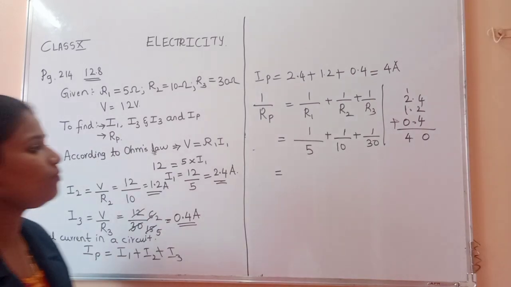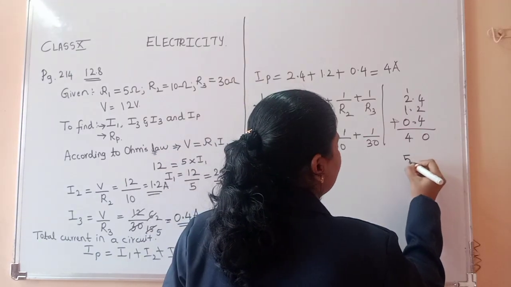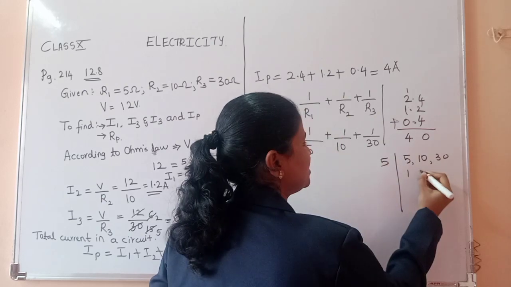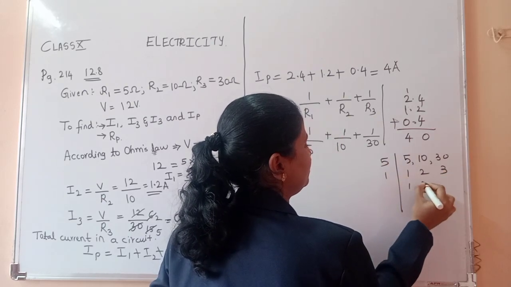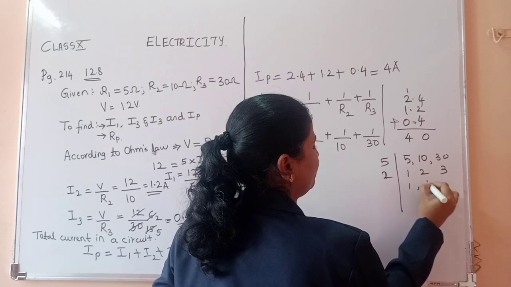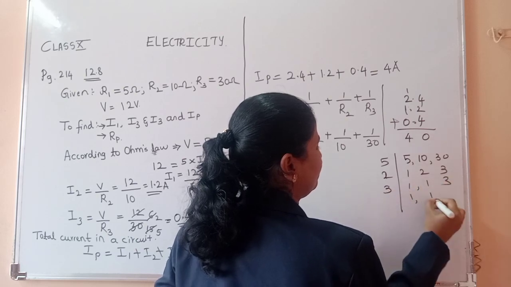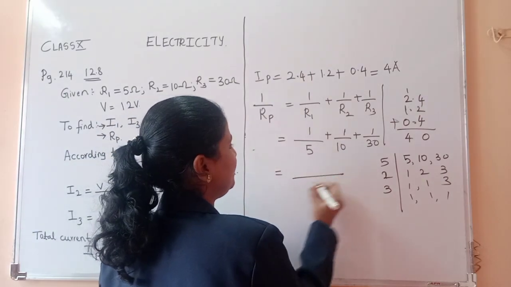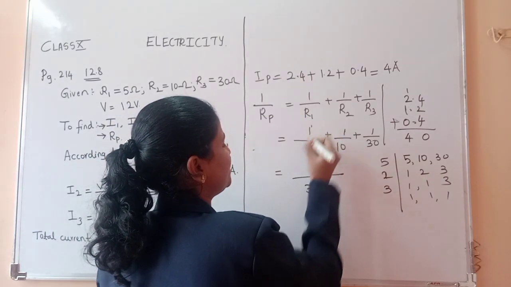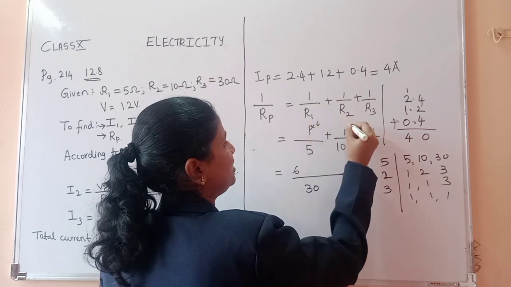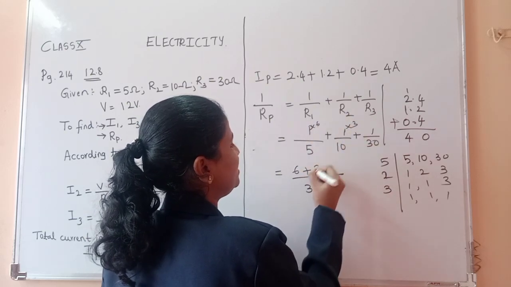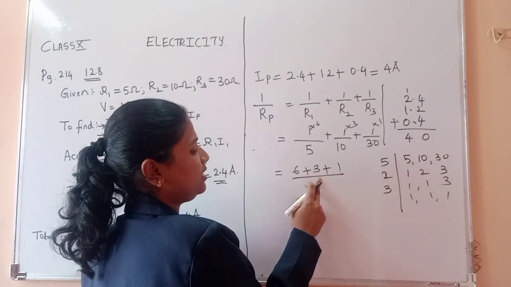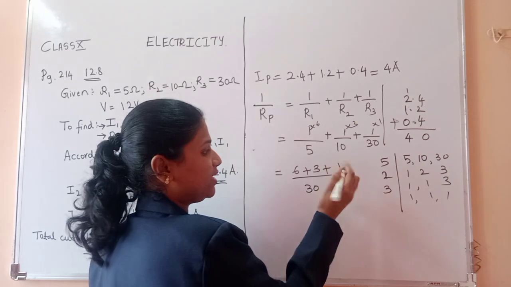So when you solve it, or when you take the LCM of 5, 10, 30: 5 ones are 5, 2s are, 3s are, 2, 1, 3, 3, 1, 1, 1. So 5 2s are 10, 10 3s are 30. The LCM will be 30. 5 6s are 6, 10 3s are plus 3, 30 ones are plus 1. So 6 plus 3 is 9, 9 plus 1 is 10.